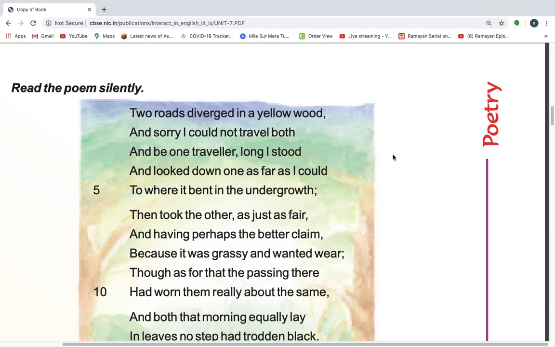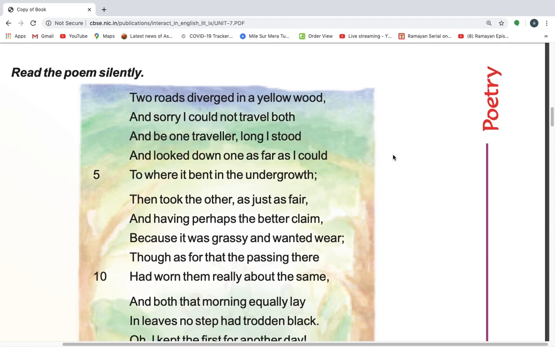Two roads diverged in a yellow wood, and sorry I could not travel both. And be one traveller, long I stood, and looked down one as far as I could.